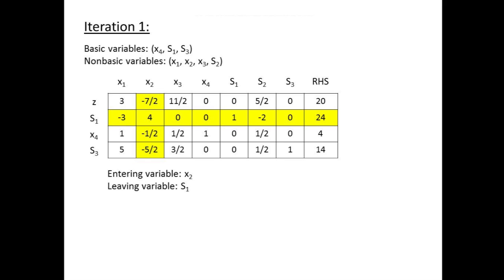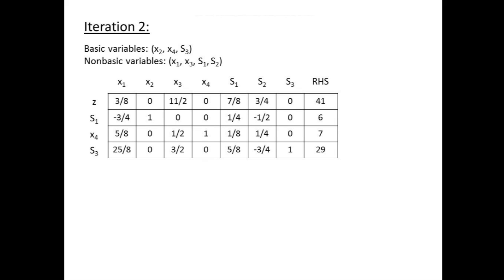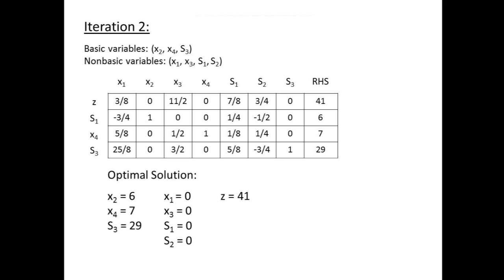We repeat the process of finding an entering and leaving variable for every iteration until the solution becomes optimal. For this problem, the Simplex computation ends at iteration 2, with basic variables x₂, x₄, and s₃. The value of a basic variable at any iteration is its corresponding RHS entry, and the value of all non-basic variables is 0. Therefore, the optimal solution to the problem is x₂ equal to 6, x₄ equal to 7, s₃ equal to 29, x₁, x₃, s₁, s₂ are all equal to 0, with z equal to 41.